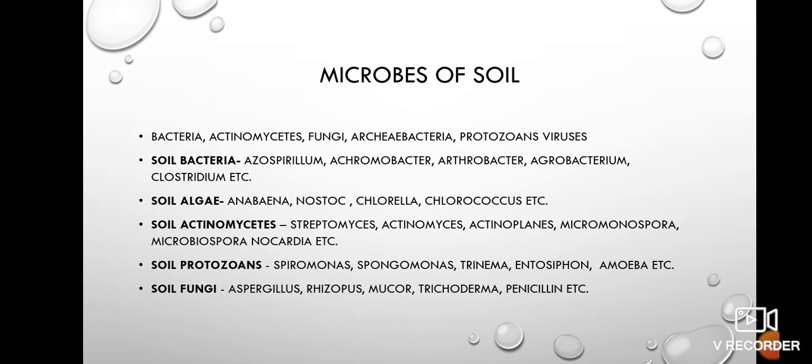Soil algae are divided into four main classes: Cyanophyta, blue-green algae, examples Nostoc and Anabaena; Chlorophyta, green algae, examples Chlorella and Chlorococcus; Xanthophyta, yellow-green algae, example Vaucheria; Bacillariophyta, the golden brown algae, example diatoms. Now, what are the roles or functions of algae in the soil?